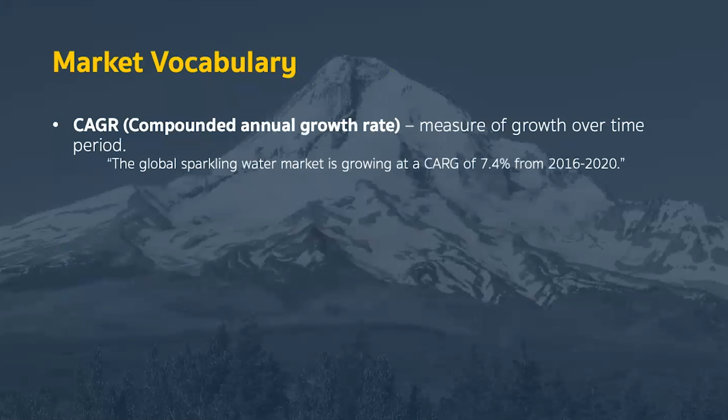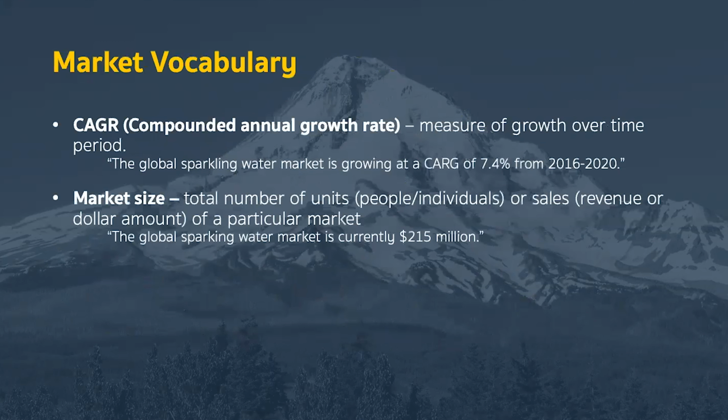There are a few vocabulary words that we want to make sure you understand before the Inventor finals. The first one is compounded annual growth rate. Whenever you do any kind of market research, this is a common vocabulary word and terminology that will come up. CAGR, the compounded annual growth rate, is a measure of growth over a time period. For example, you might read in a market or industry report that the global sparkling water market is growing at a CAGR of 7.4% from 2016 to 2020. In general, CAGR is reported in a percentage. It's a percentage of growth, and it is in the future because it's a projection of how much the market will grow. The bigger the CAGR, the better it is for you and your product.